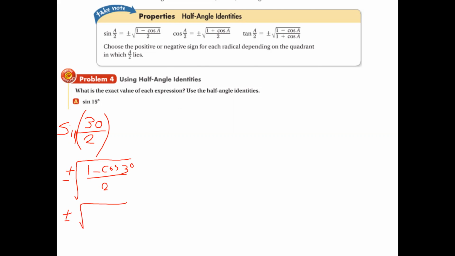Now, 1 minus cosine A, what is cosine 30? It is square root of 3 over 2. So, 1 minus square root of 3 over 2, over 2. Now, by calculator, that is (2 minus square root of 3) over 4. If I put this answer under the square root, it would be 0.25.